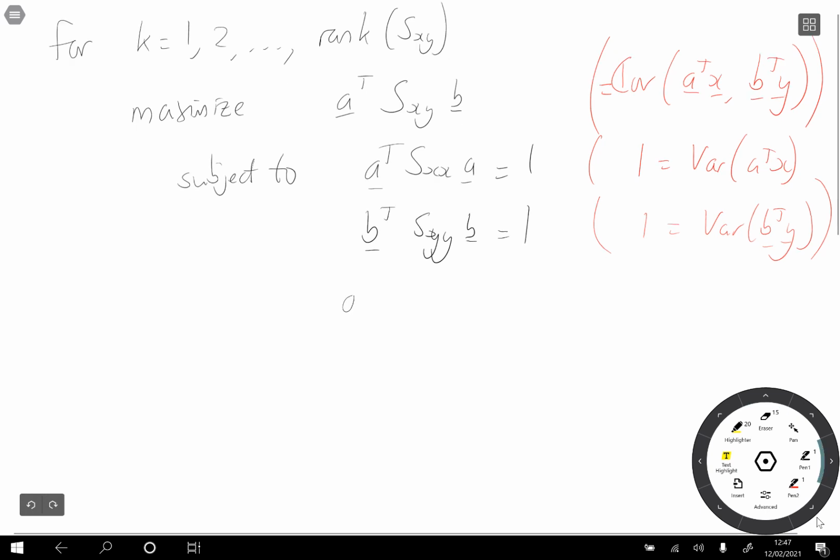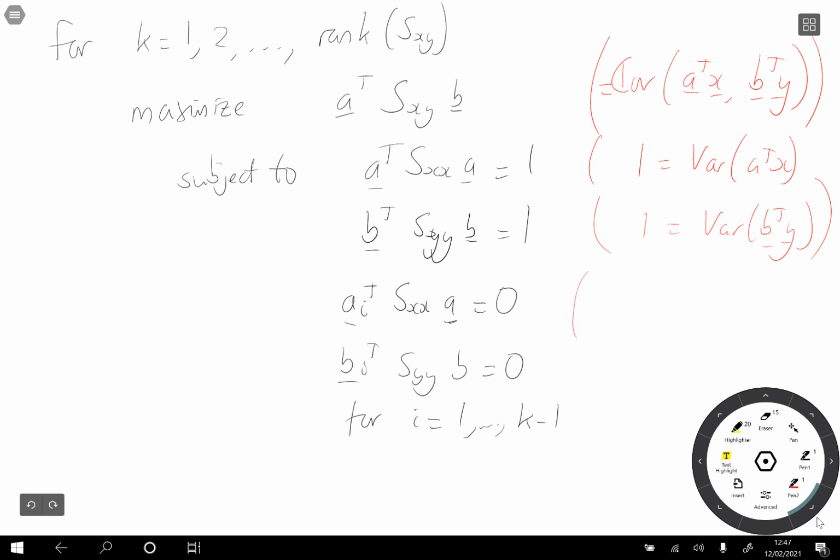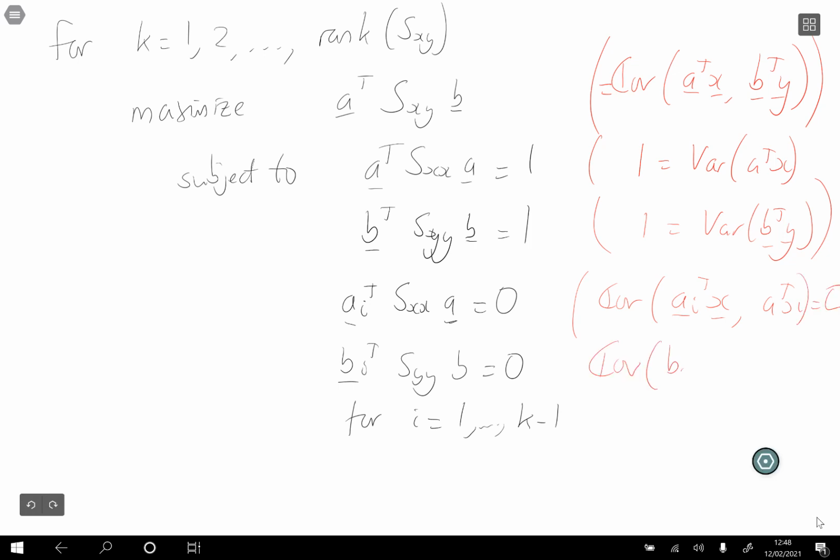Then we've got the additional constraints that A_i transposed S_xx A has got to equal 0 and B_i transposed S_yy B has got to equal 0 for i equals 1 up to k minus 1. And these are the constraints that the covariance between A_i transposed x and A transposed x has to be 0, and that the covariance between B_i transposed y and B transposed y has to be 0.